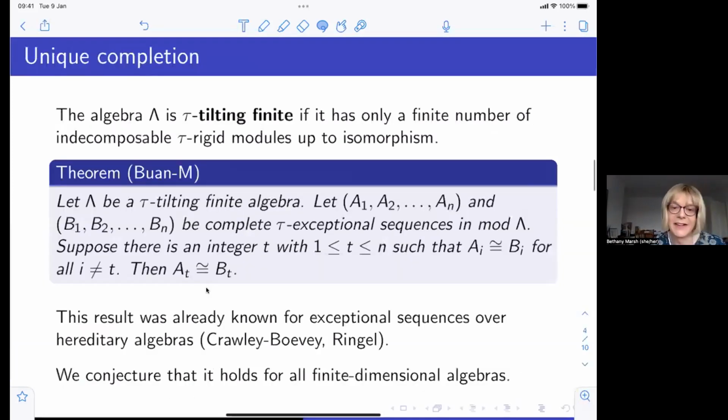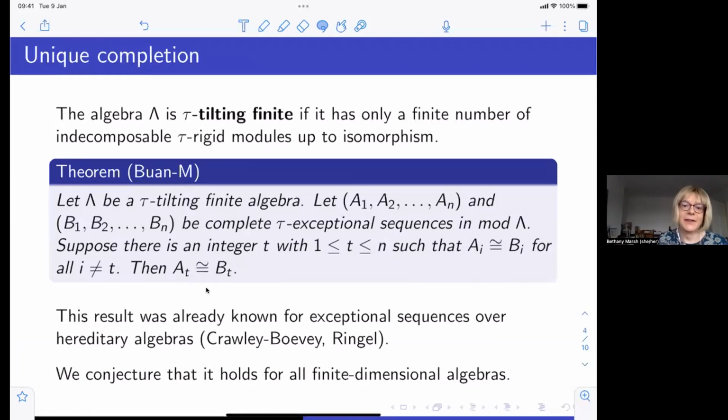So the first question we've looked at is unique completion. For that, we need to assume that the algebra is tau tilting finite, so it only has a finite number of indecomposable tau rigid modules. Then if you've got two complete tau exceptional sequences and the entries are the same except possibly in one place, then they must actually be the same. So that's the first result. The motivation for this is that it was already known for exceptional sequences over hereditary algebras by results of Crawley-Boevey and Ringel. So one would hope that a nice generalization like this would still have the same properties. We conjecture that this result holds for all finite dimensional algebras, but our proof needs the tau tilting finite assumption.